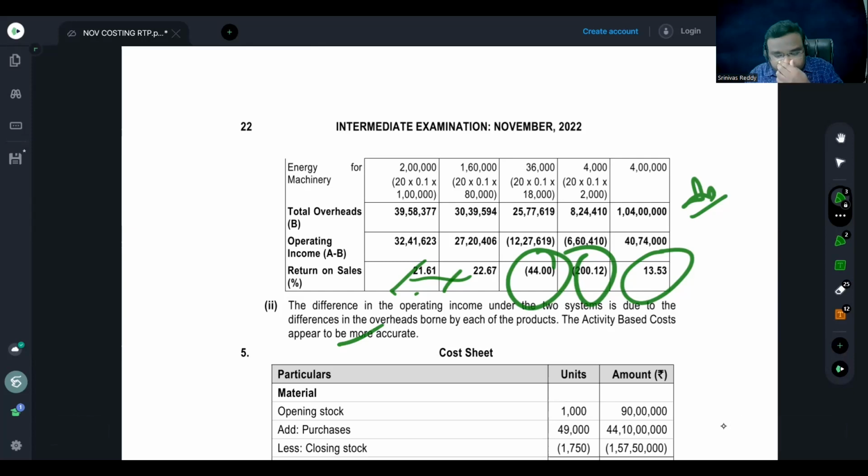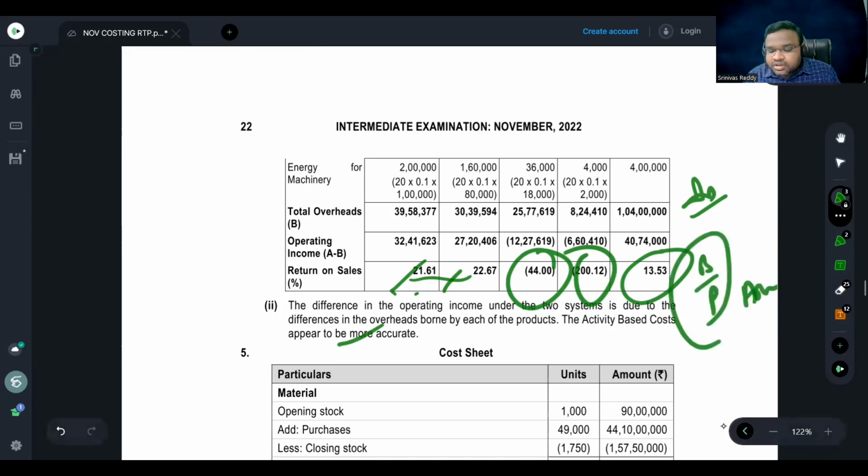You have different levels of activities, right? There are four: unit level, batch level, product level, and facility level. If the activities are more under batch level and product level, you should move to what? ABC. If the batch level and product level activities are less and unit level and facility level activities are more, then please go with the traditional costing because you will not find much difference. Understood? So that is the reason ABC costing is a simple one.